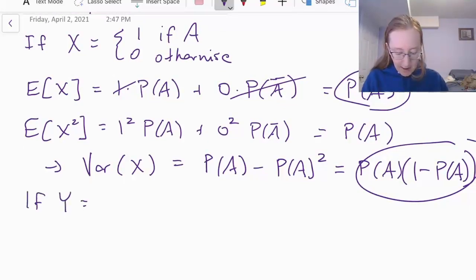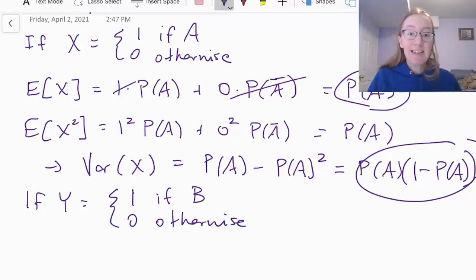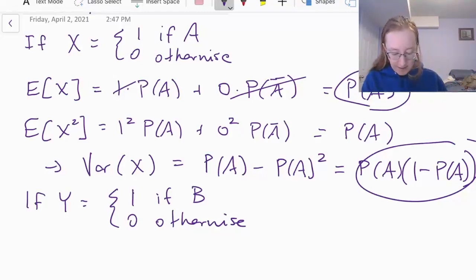The other cool thing about indicator variables is that if we have, let's say, another variable, let's call it y, which is another indicator variable based on a different event, say B, then we can find a cool result for the correlation, or covariance rather, between x and y. And in order to find the covariance, we need E of x times y.